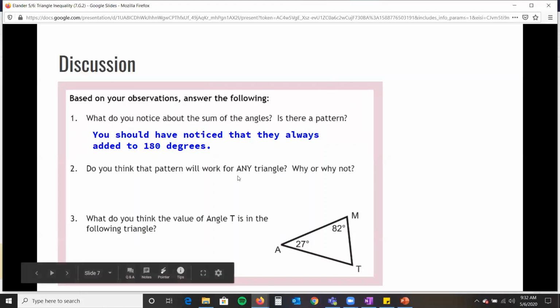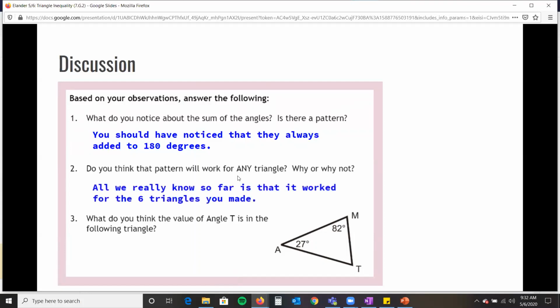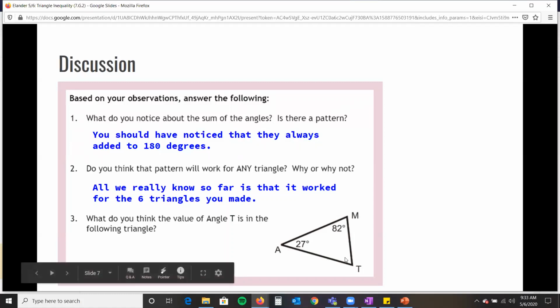Number two, do you think that pattern will work for any triangle? That's kind of what we already said. All we really know so far is that it works for the 6 triangles you made. Hopefully, when you added up your angles, you were getting 180. And what do you think the value of angle T is in the following triangle? Go ahead in the chat. I just want you to type in a number that you think this angle would be. Hopefully you already have it answered, but see if you figured it out.